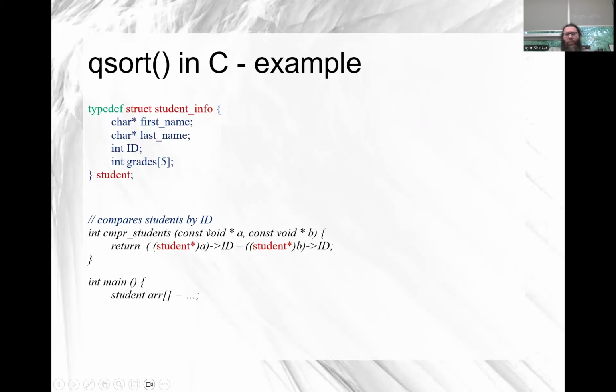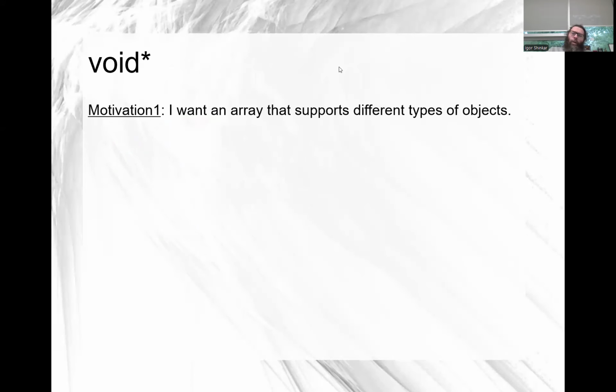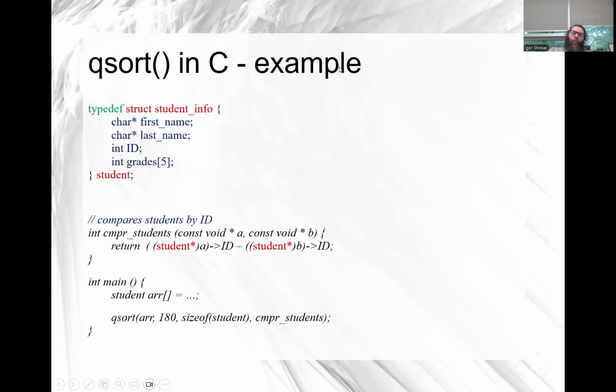So we used this void pointer, which let me try to demystify a bit. Basically a void pointer says, it's a pointer, but I don't know what its type is. So it's your responsibility to tell it what the type is. If you know that the array is of students, then you should cast it into a pointer to student. And if you know that A is a pointer to int, you should cast it into an int.